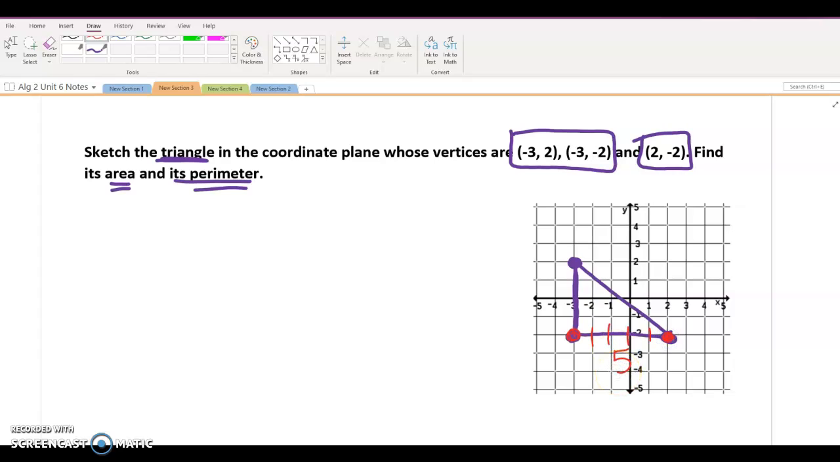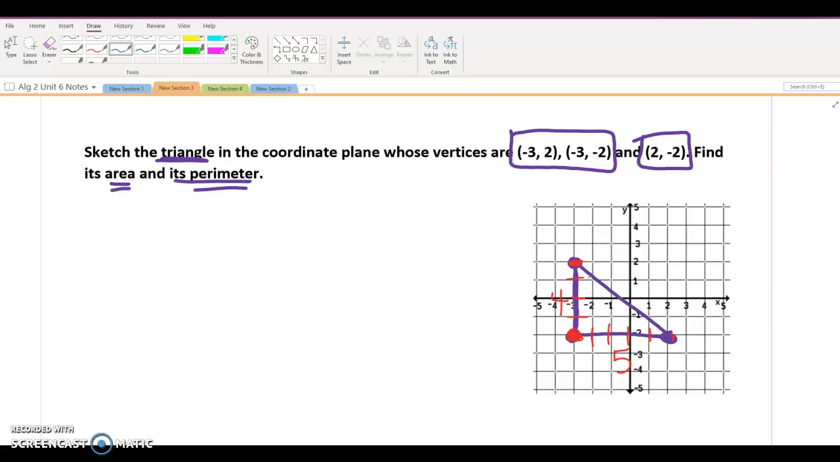And then we're going to do from the left point up. So 1, 2, 3, 4. Okay. Alright, now we found the base and the height, so we're good to go.